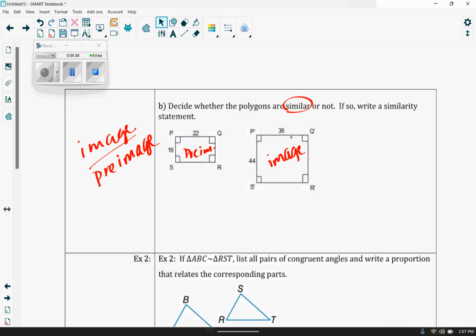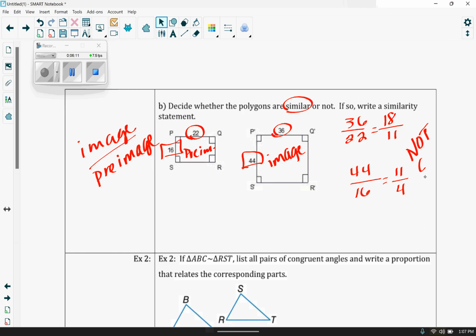So we're going to go 36 over 22, and we're going to go 44 over 16. Okay, so I'm going to say 36 over 22 reduces to, let's see, divide by 2, 11, divide by 2, is 18. This one we can divide by 4, and I'm going to get 11, divide by 4, and I get 4. They are not the same, so they are not similar.